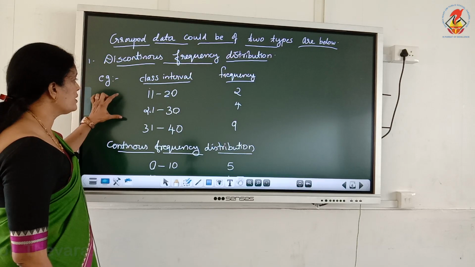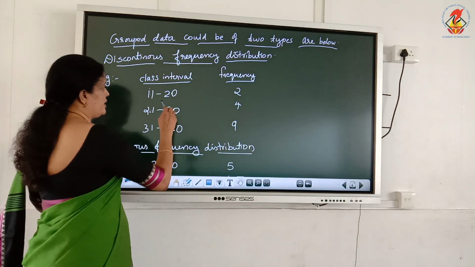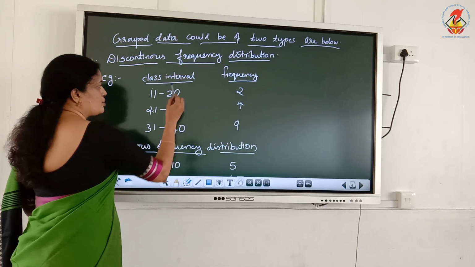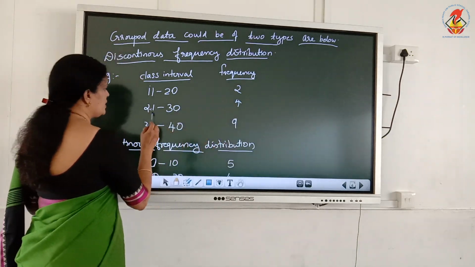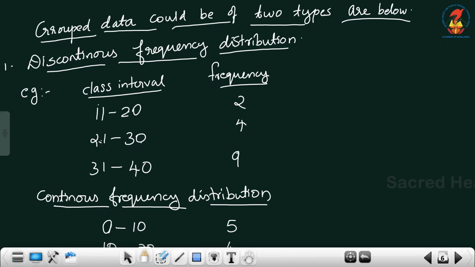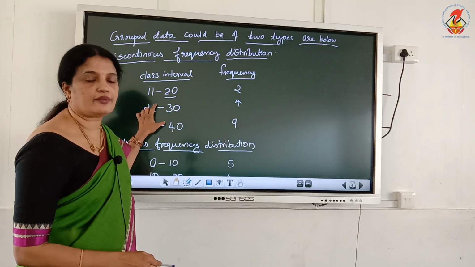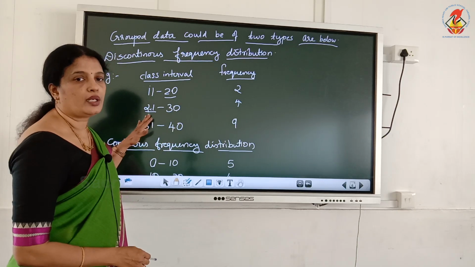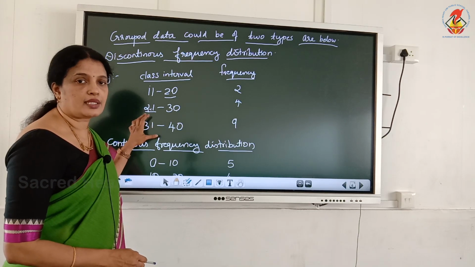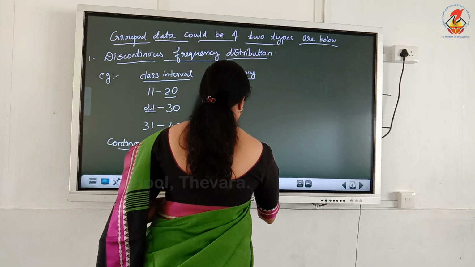Here in this class interval, 11 to 20 and 21 to 30. First class interval, 11 to 20. What is the upper limit? 20. 20 is the upper limit. What is the lower limit of the next class interval? 21. These two numbers are the same? No, not the same. That means this type of class interval, this type of frequency distribution, is called what? Discontinuous frequency distribution.